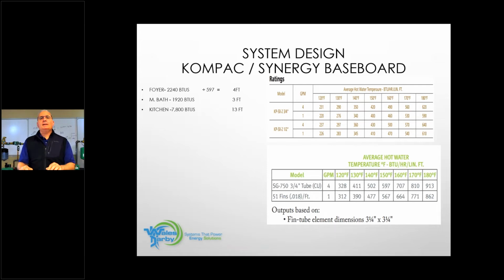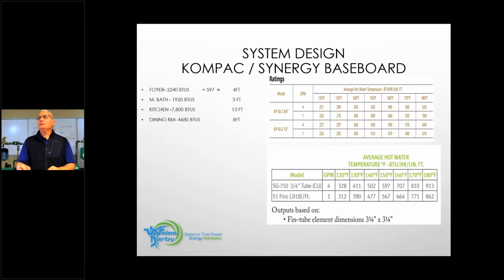Kitchen, 7,800 BTUs. The kitchen's going to be a challenge. I'm going to have cabinets in there. There could be islands in there. Where am I going to get this baseboard? So do your math. You should get 13 feet.